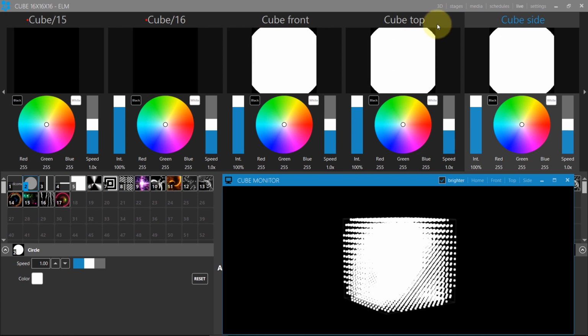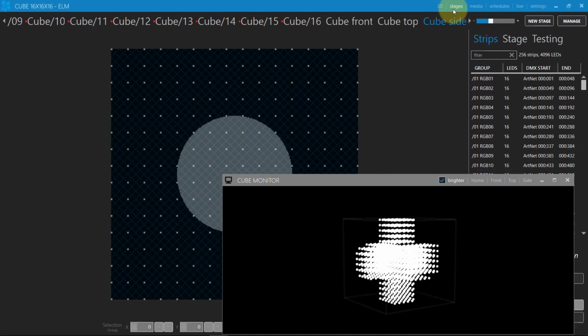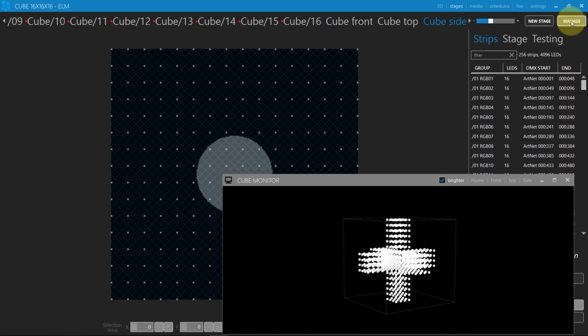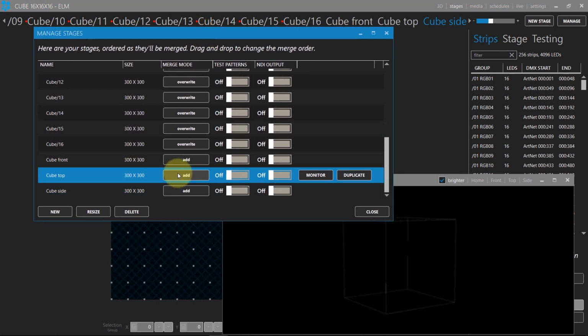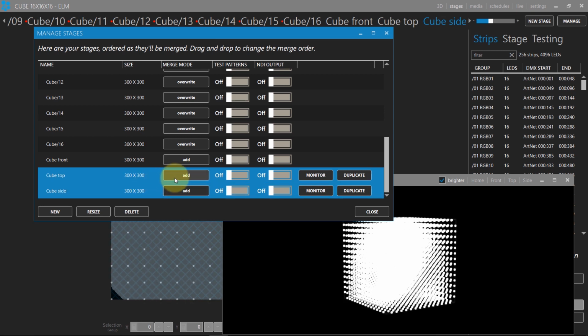What would happen if stages were multiplied instead of added? Go in the Stage Managers under the Stages menu and change the merge mode for the top and side stages to be multiply.